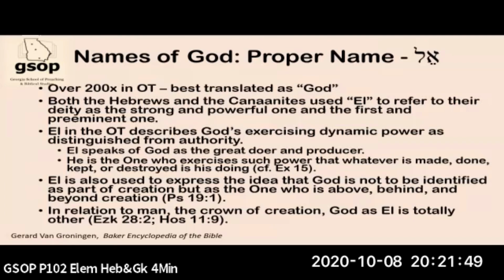And for the proper name of God, El, the Aleph with the Sere underneath, vowel pointing to vowel, and the Lamed, El. It's used over 200 times in the Old Testament. It's best translated as God. Both the Hebrews and the Canaanites used El to refer to their deity as strong and powerful, the first and preeminent one.